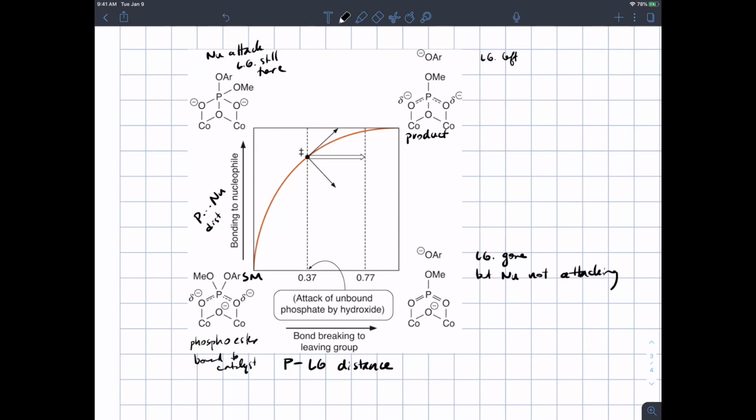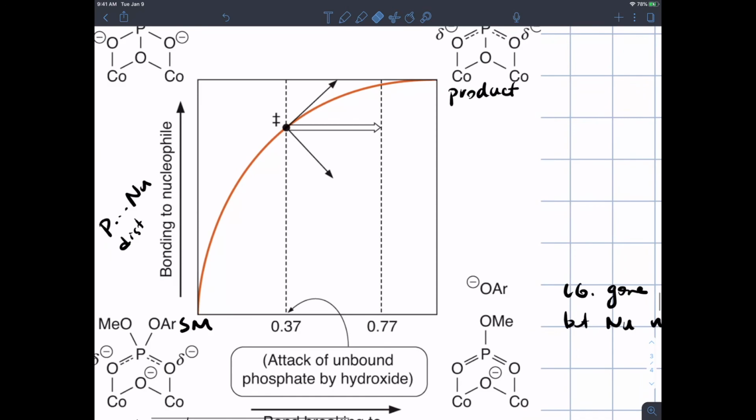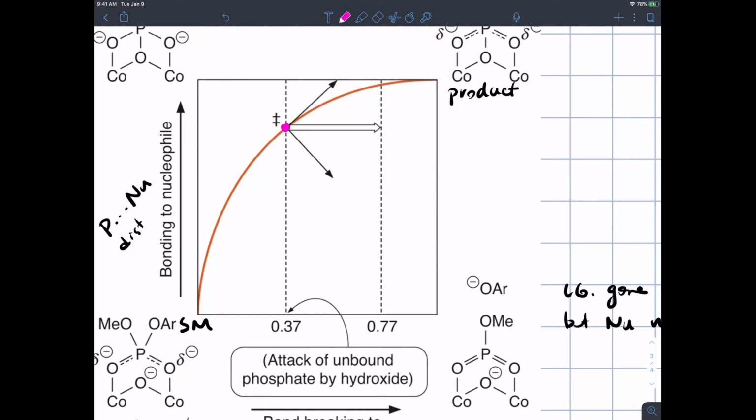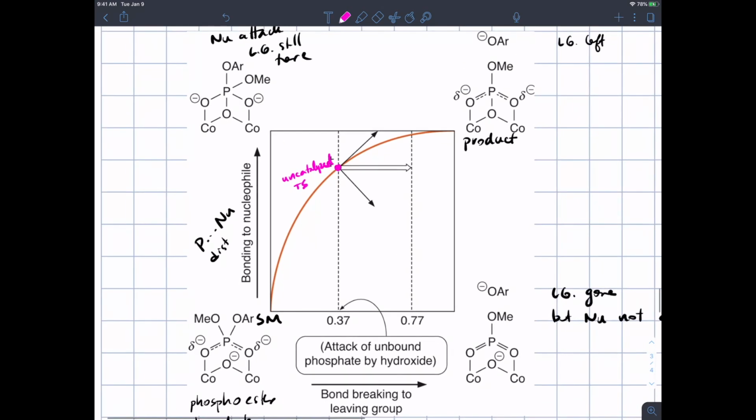And of course, the pure synchronous SN2 reaction would have been this straight line. What they're showing you with this dot is, and I don't know what color we'll make it, maybe pink for uncatalyzed. The dot represents the transition state of the uncatalyzed reaction. The blue dot is going to represent the transition state of the catalyzed reaction, blue for cobalt, I guess.